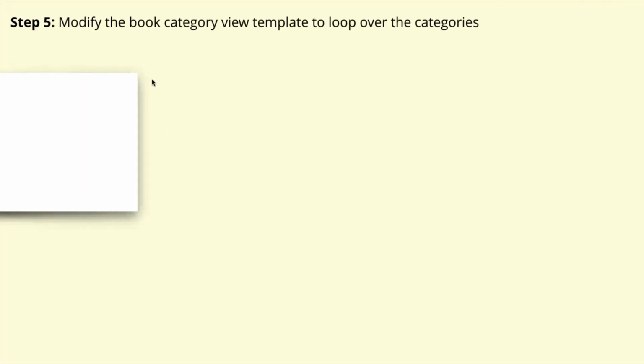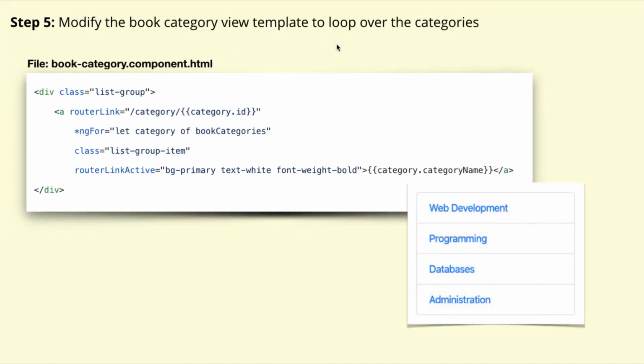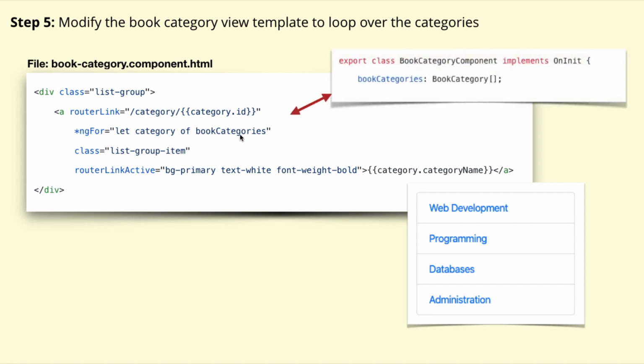And the last step is to modify the book category view template to loop over the categories. So within our div tag, we have this anchor element, and we're going to make use of this Angular structural directive to loop over the book categories. And each time the loop runs, the category variable gets initialized, and it will hold the single category object. And we're going to make use of this Angular interpolation to pass the category ID to this router link. And also we're going to pass the category name as a text to the anchor element.